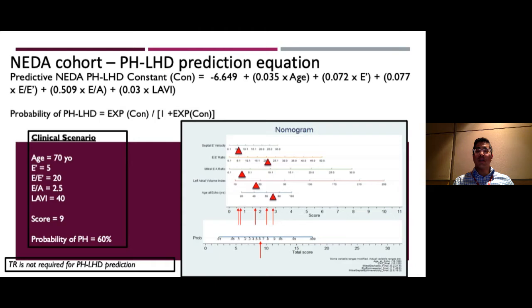To depict how clinically applicable this predictive tool can be, here is a nomogram that can be used at the bedside or encrypted into any echo software to calculate the probability of pulmonary hypertension using these 5 variables, irrespective of measurable tricuspid regurgitation. For example, in the scenario on the left, we take a 70-year-old patient with an E prime of 5, E to E prime ratio of 20, an E to A ratio of 2.5, and a LAVI of 40. This would equate to a score of 9 and the probability of having pulmonary hypertension due to left heart disease of 60%.